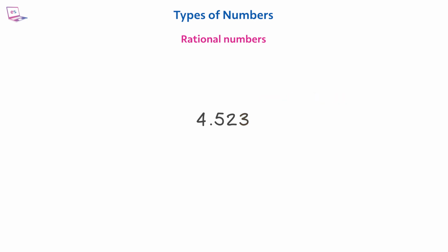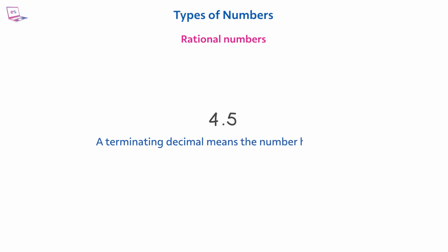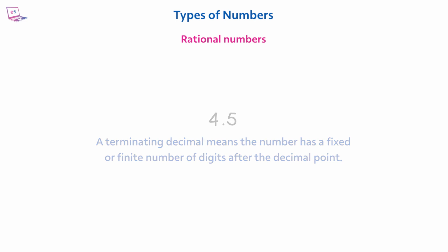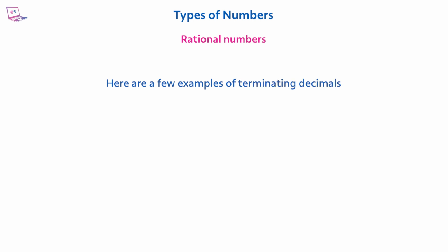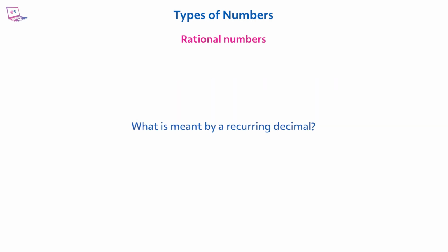But what does terminating or recurring decimals mean? The number 4.5 is an example of a terminating decimal. A terminating decimal means the number has a fixed or finite number of digits after the decimal point. Here are a few examples of terminating decimals: 3.35, 0.527, 12.97.